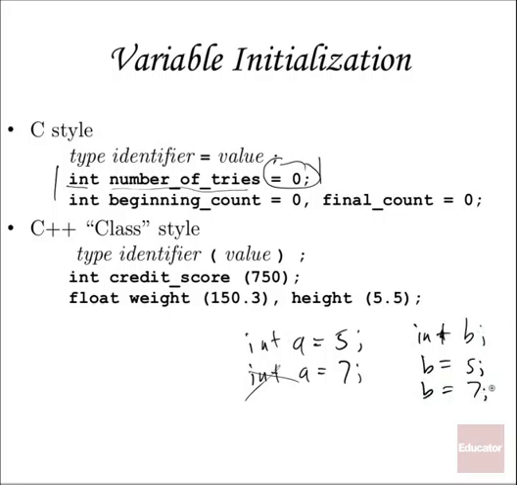So here's a couple of other initialization examples. We have int, the beginning count is set to 0, and then comma, the final count is set to 0, and then semicolon to end that statement.